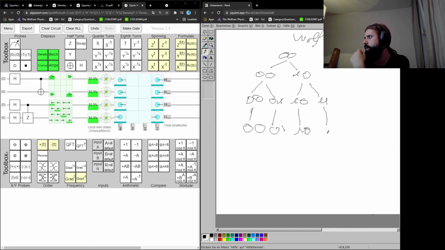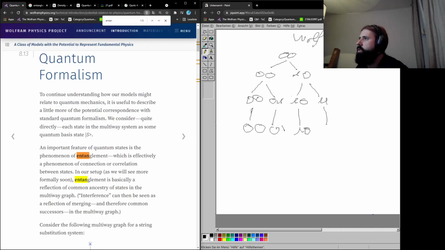So how did I do that? I don't think that's correct. No, that is correct. It's supposed to be a basis state, right? But how do I? Okay, so the thing is, it cannot be. And maybe I'm just too hooked up with this definition, that effectively each state in a multi-way system is some quantum basis state.